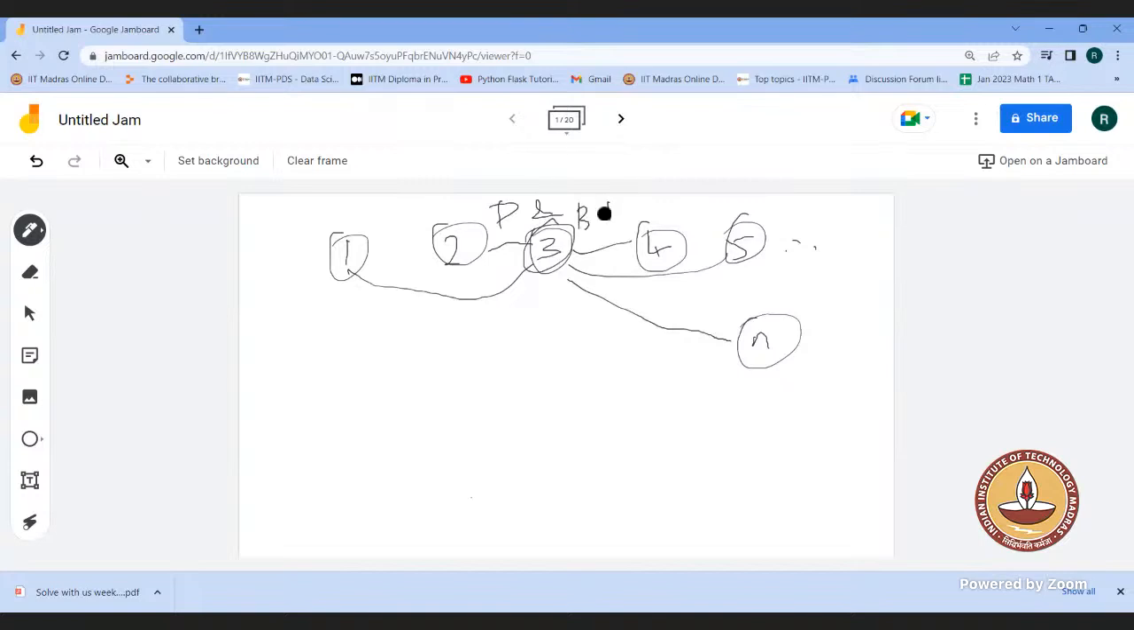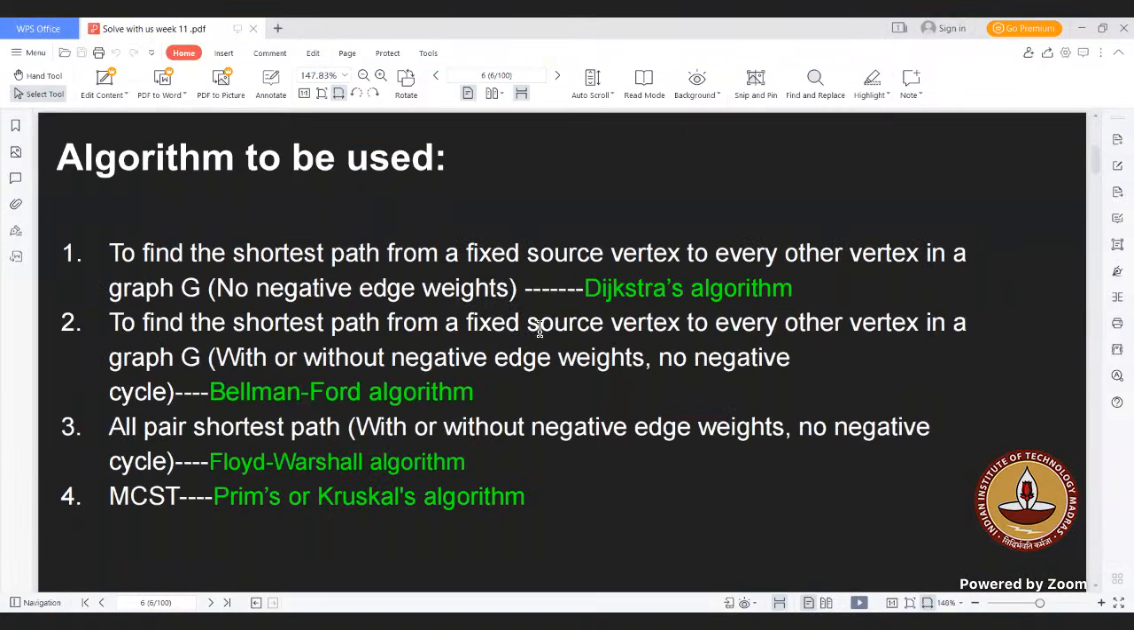What Floyd-Warshall does is take any two random vertices from this. Let's take 4 and 5. It will give me the shortest distance between 4 and 5 also. Let's take any two vertices, like 7 and 3. It will give the shortest distance between 7 and 3 also. See, it is all-pairs shortest path. Dijkstra and Bellman-Ford give the shortest distance between a source vertex and another vertex. But in the case of Floyd-Warshall, it gives the shortest distance between any two vertices. If you take any two vertices in the graph, you will get the shortest path using this algorithm.